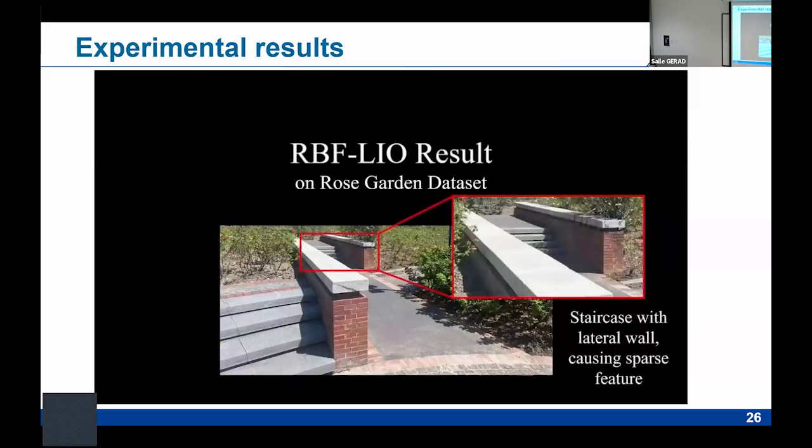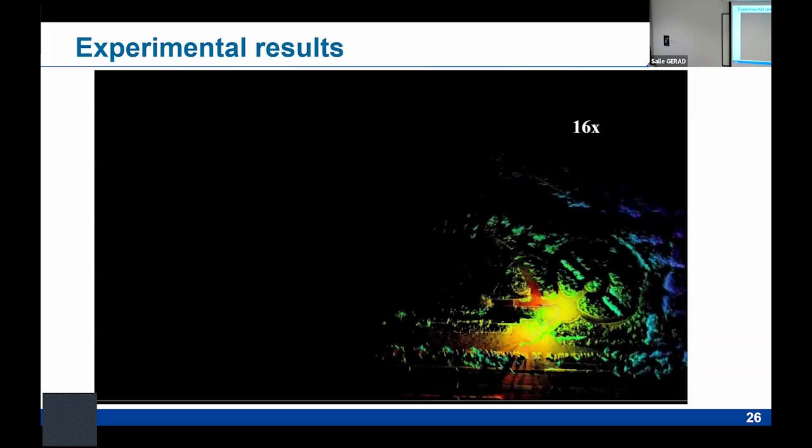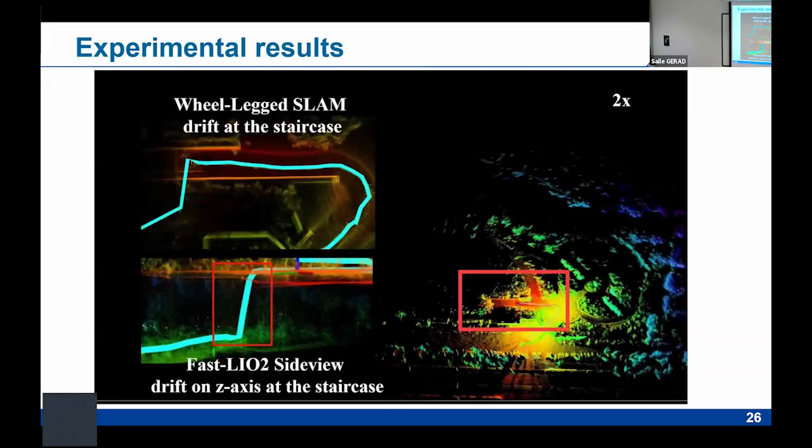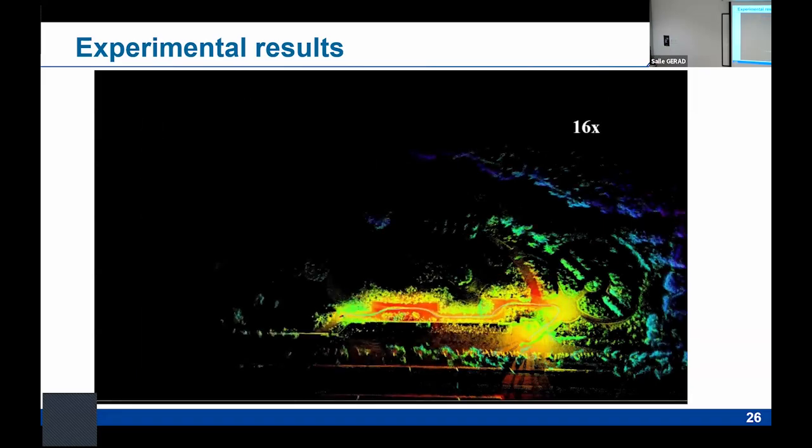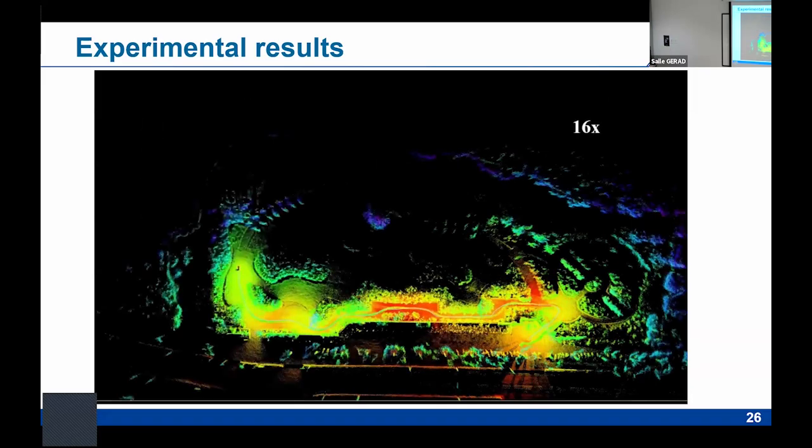So we also did it in the rose garden. By the way, we released the open dataset. You can see that there's a double-layer artifact when it's traversing the stairs, climbing the stairs.